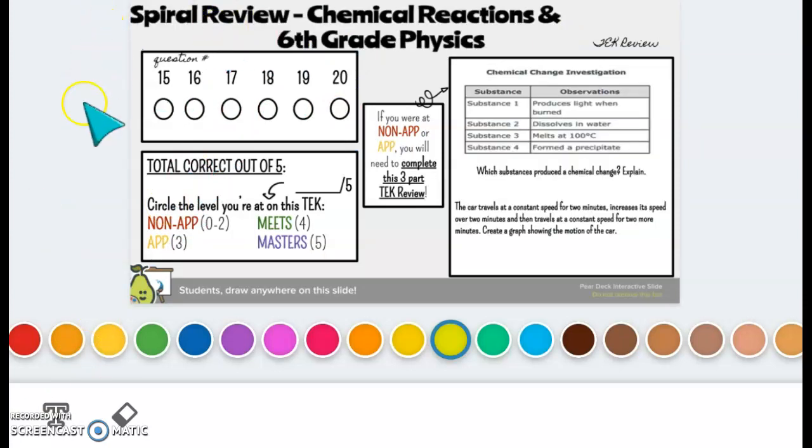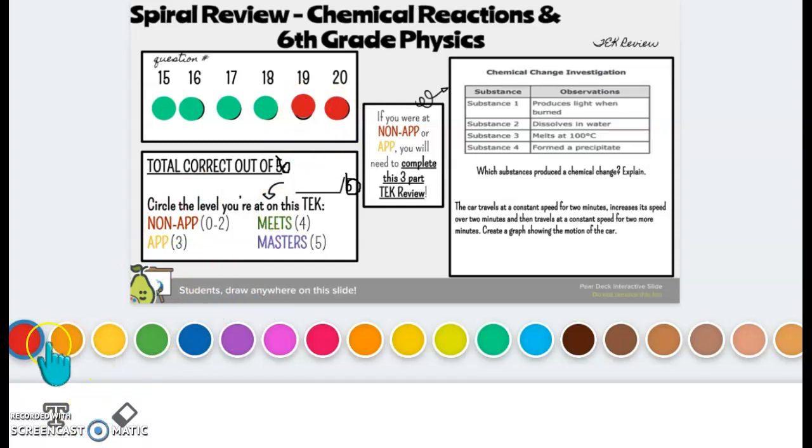So for this last section, it was our spiral review. So it means it brought back things from our chemical reactions unit and from your 6th grade physics unit. So there were actually 6 questions here. Again, it should say 6, should be out of 6. And then same thing, if you got it right, make sure you put a green dot. And if you got it wrong, you'll put a red dot.